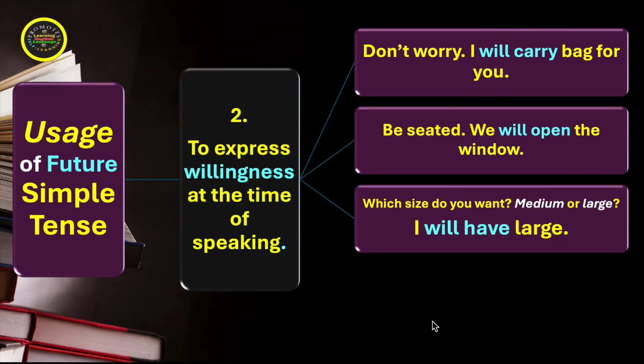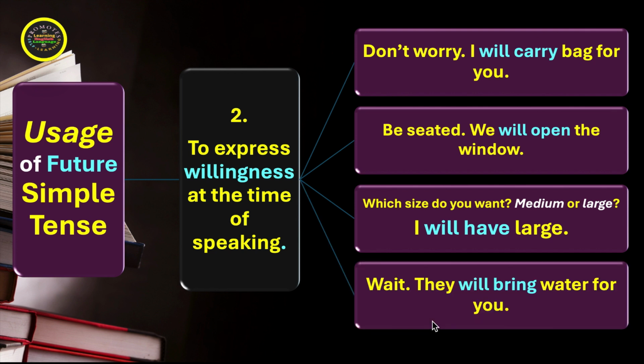Next, which size do you want? Medium or large? I will have large, at the time of speaking. Wait, they will bring water for you. So what we notice in these examples is that the structure is future simple tense, but the meaning is reflected at the time of speaking.